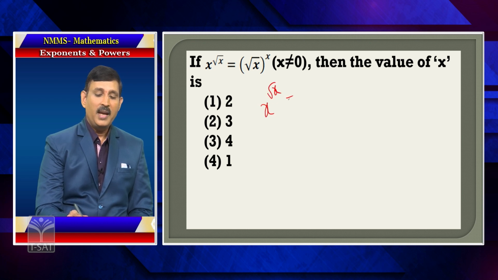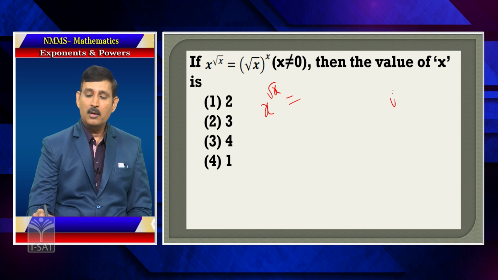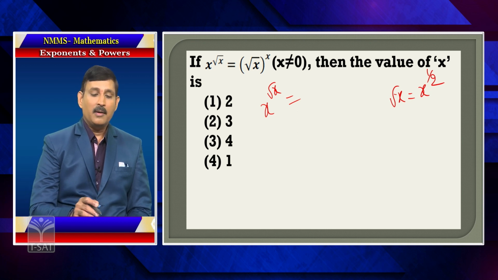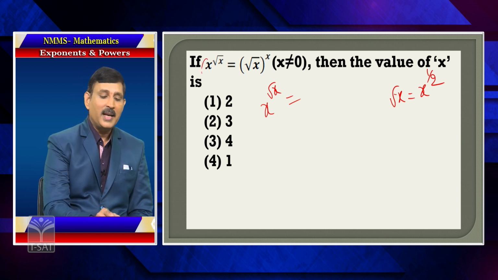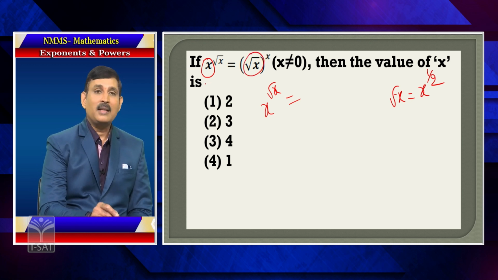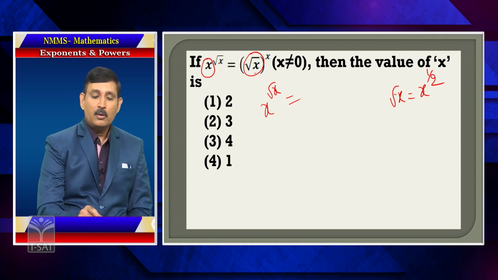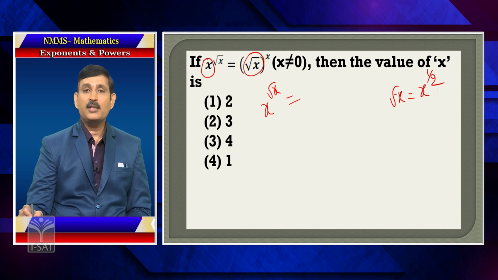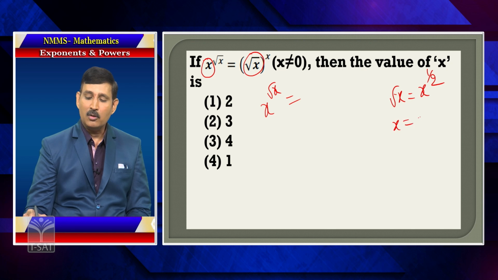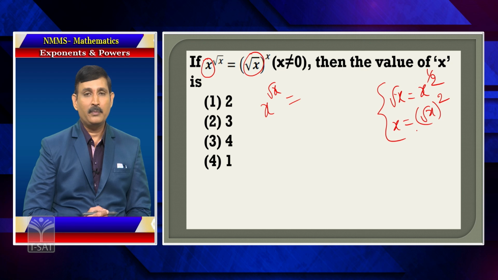is equal to, here root x is there, we know that root x means it is x power half. Why we are writing like this? You have to equate the bases. Here you have x and here you have root x. Either you convert x like root x or root x like x. If you want to write root x like x, you can write root x is equal to x power half. Or if you want x like root x, you can say x is equal to root x power 2. You can choose any one of these two.